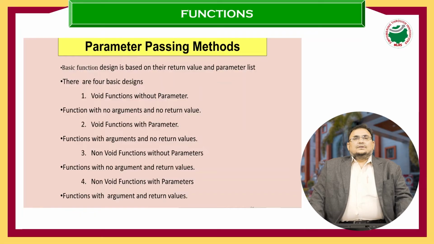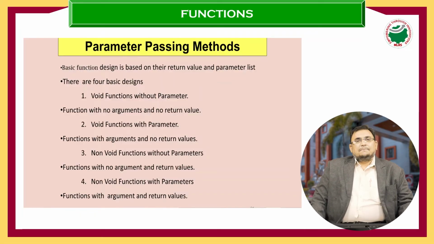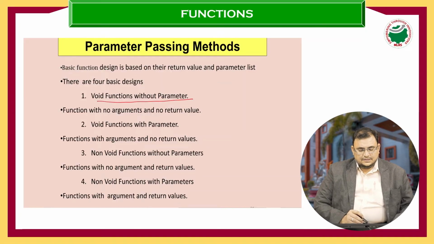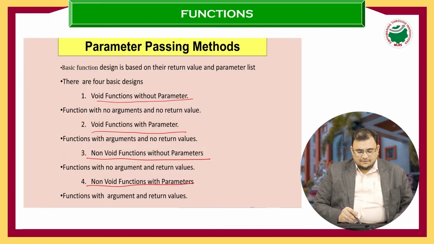So based on the parameter passing and the return values, we have 4 types of functions. The first one is void function without parameters, void function with parameters, non-void function without parameters, and non-void function with parameters. Based on the parameters and the return values, functions are classified into 4 types.